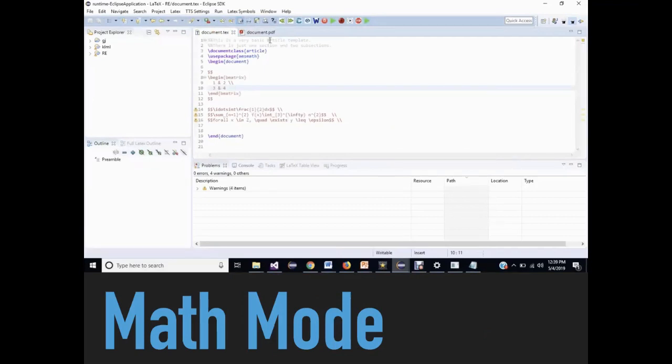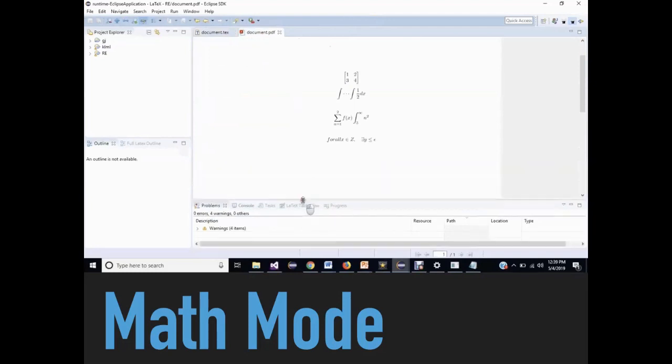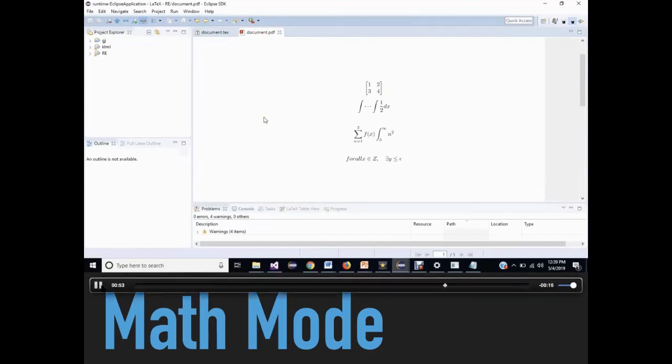Start of matrix, opening bracket, 2 by 2, 1, 2, 3, 4, closing bracket, end of matrix. Integral ellipsis integral, fraction numerator 1 over denominator 2, end frac, dx. Summation, underscore, n is equal to 1, end sub, raised to power 2, end power. F open parenthesis x close parenthesis, integral underscore 3, end sub, raised to power infinity. N of z. There exists y is less than n.